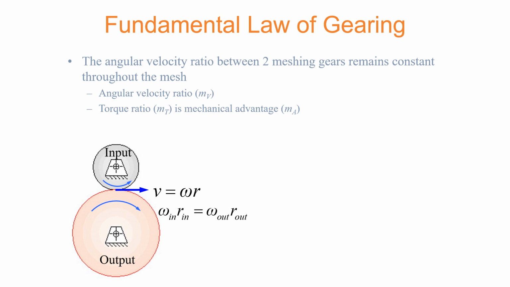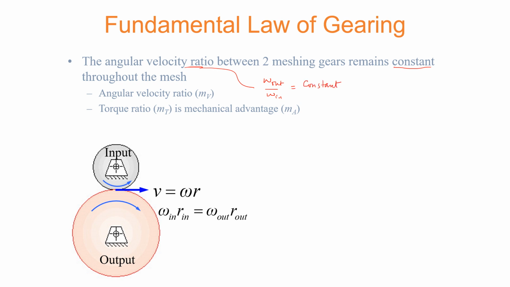It would be appropriate before we start our discussion to revise the fundamental law of gearing. It says that the angular velocity ratio between the two meshing gears is going to remain constant. Angular velocity ratio would mean that you're discussing omega out over omega in, where omega out is the angular velocity of the output gear divided by the angular velocity of the input gear. So this is going to remain constant.